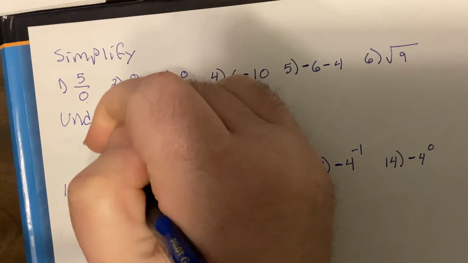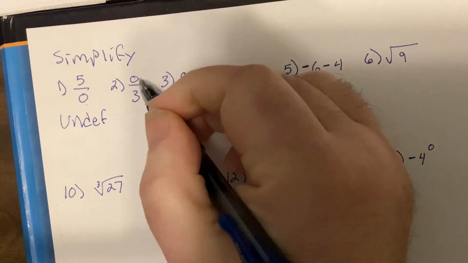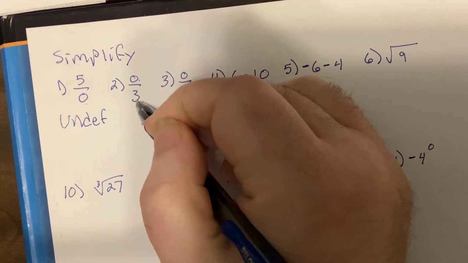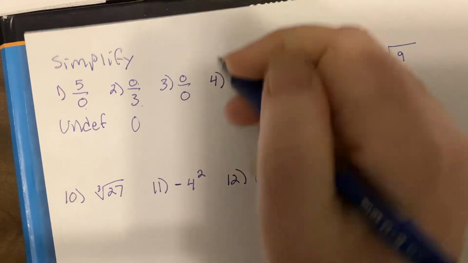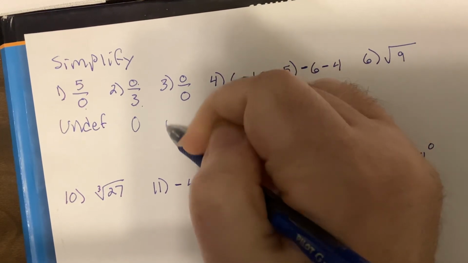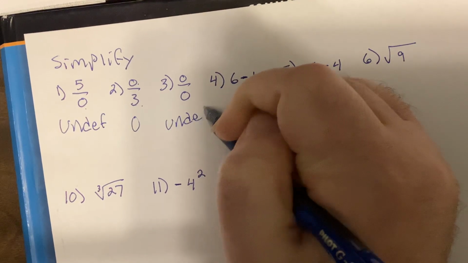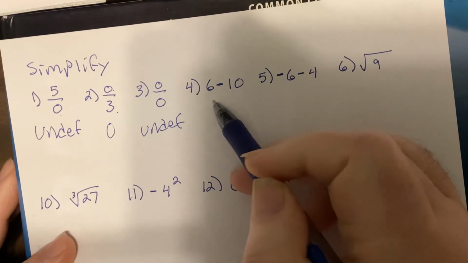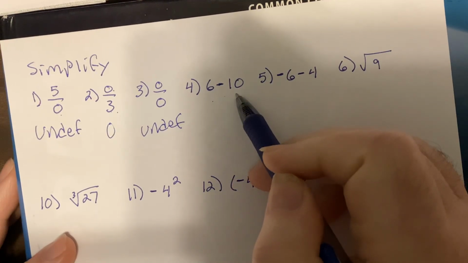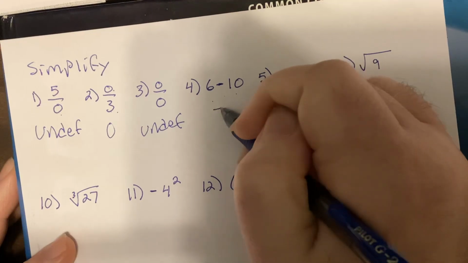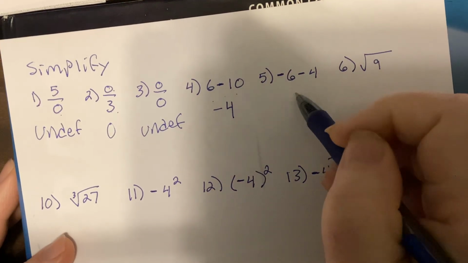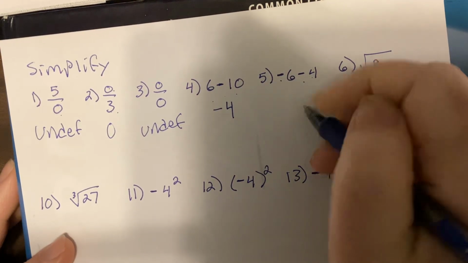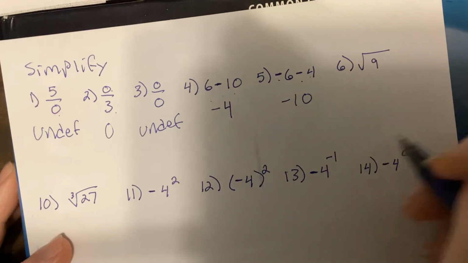Then 0 divided by a number other than 0 is 0. And 0 divided by 0 is undefined. You can't divide by 0. How many times do I have to say it? Then 6 minus 10. Do we really need to talk about that? Minus 4. Minus 6 minus 4 is minus 10.